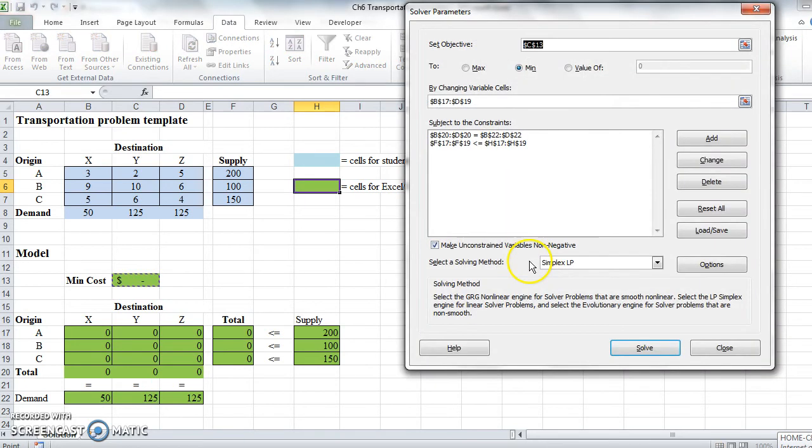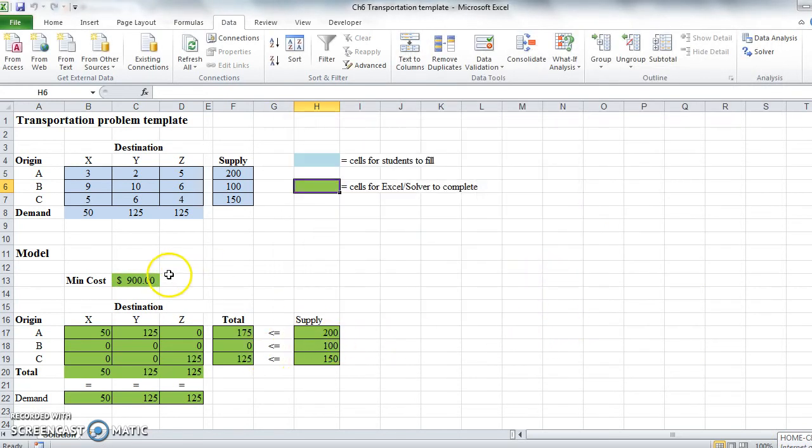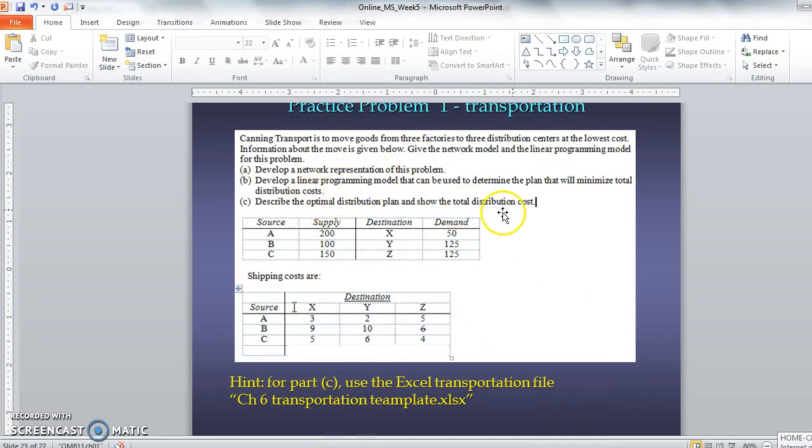Let's run Solver. This has already been set up in the template. This is a min function. Makes sense. Let's solve. Our minimum cost here is $900. So when we answer the question, total distribution cost, it's $900.